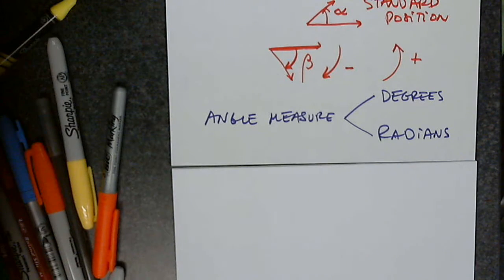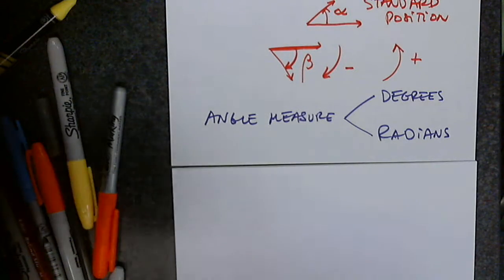So an angle can be measured in two ways. It doesn't mean that the angle will have different measures. No. A 30-degree angle will be a 30-degree angle, but it will be converted into radians. It will still mean 30 degrees.